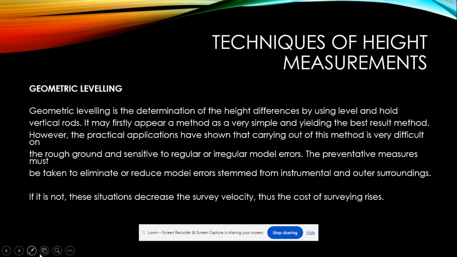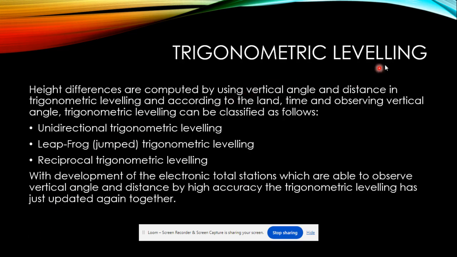And then for trigonometric leveling, height differences are computed using vertical angles and distances. According to the land, time, and observing vertical angle, it can be classified as directional, leapfrog, and reciprocal. With the development of electronic total stations, they are able to observe vertical angles and distances with high accuracy.